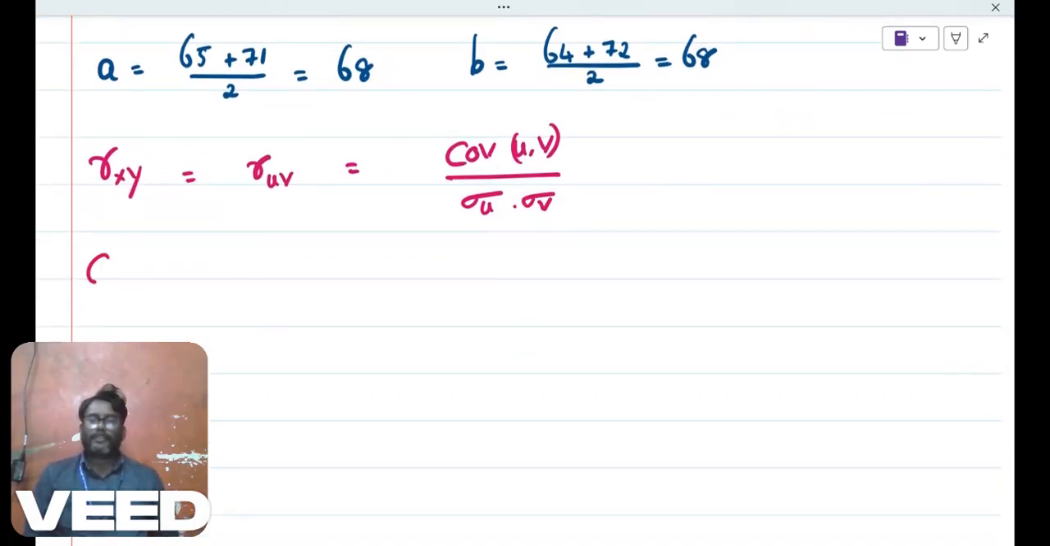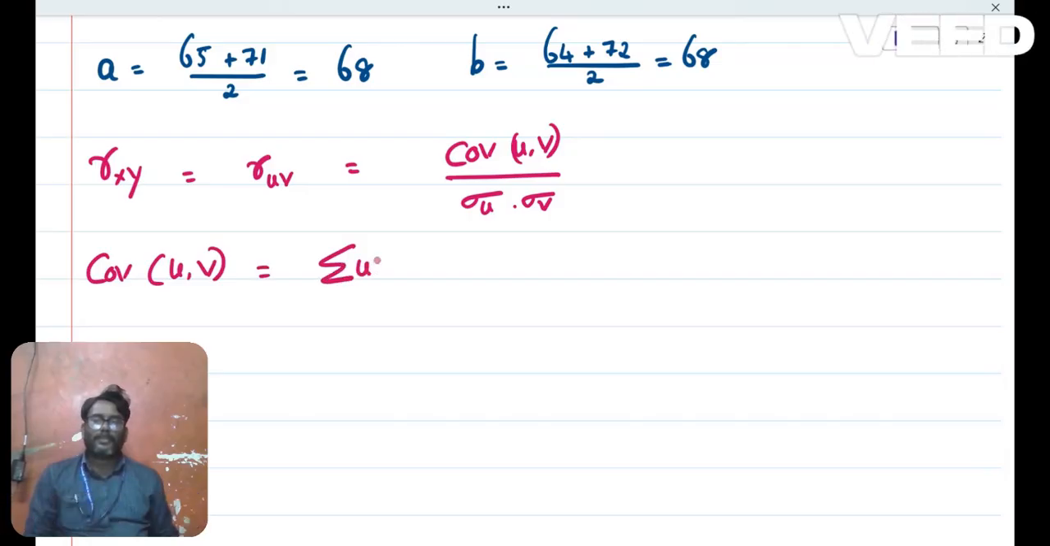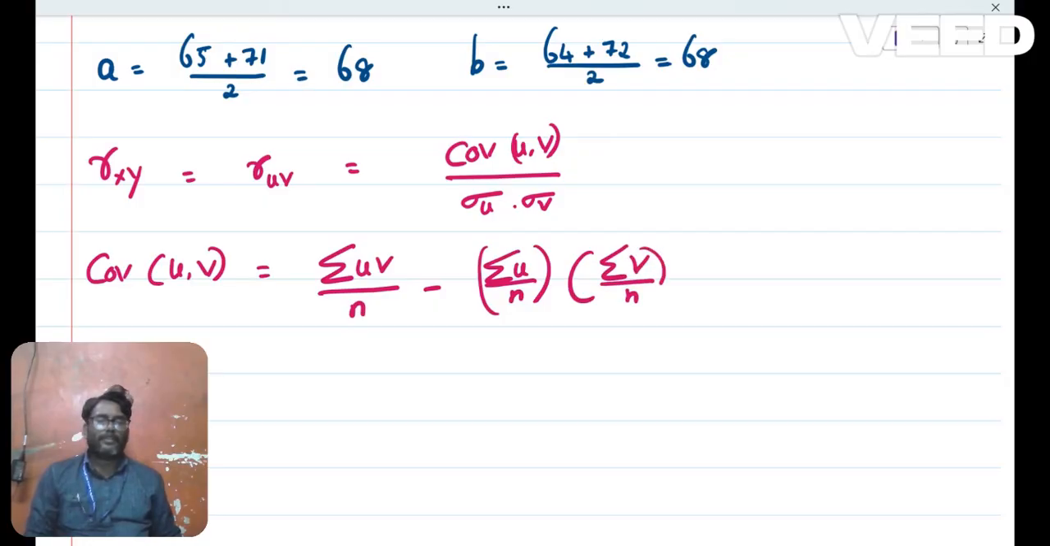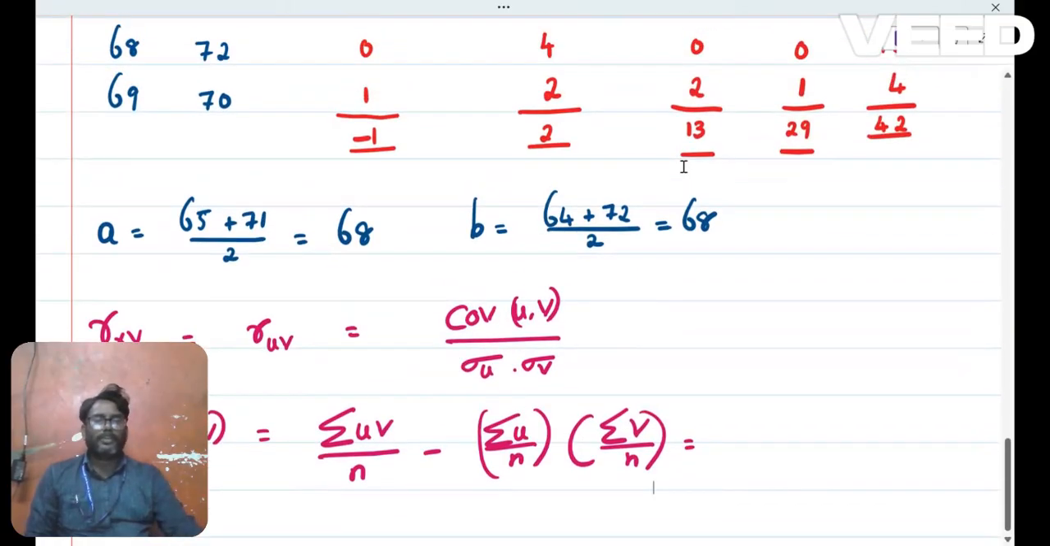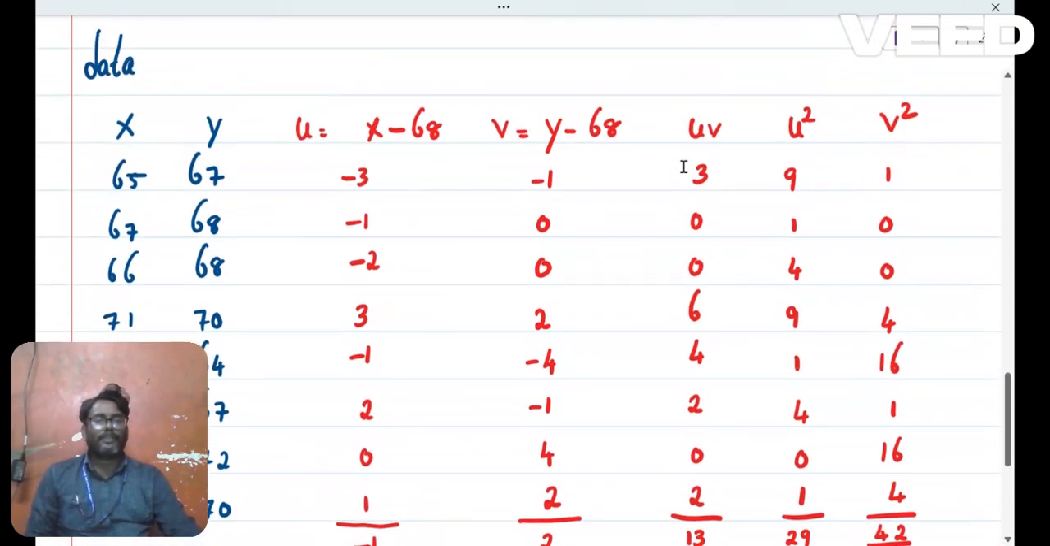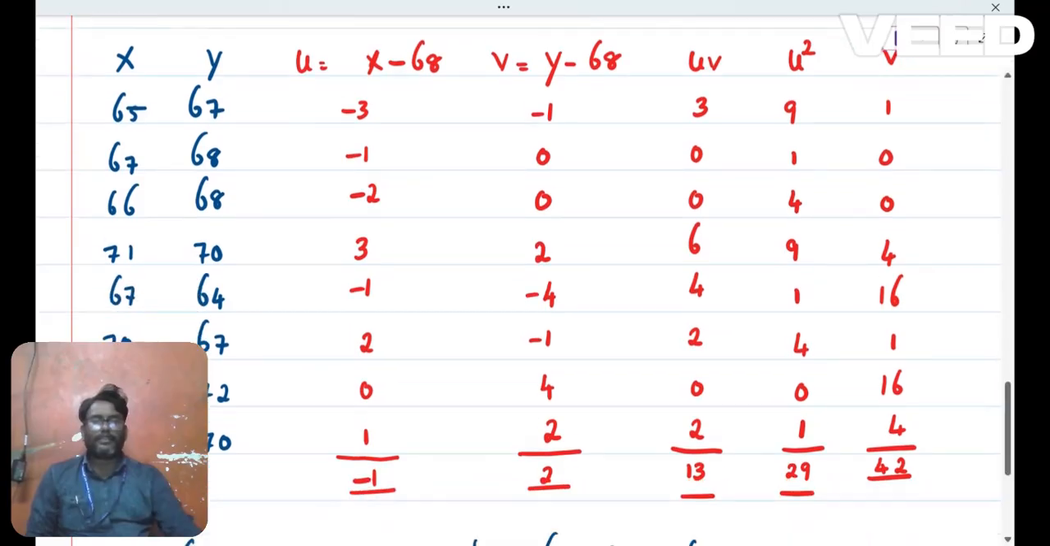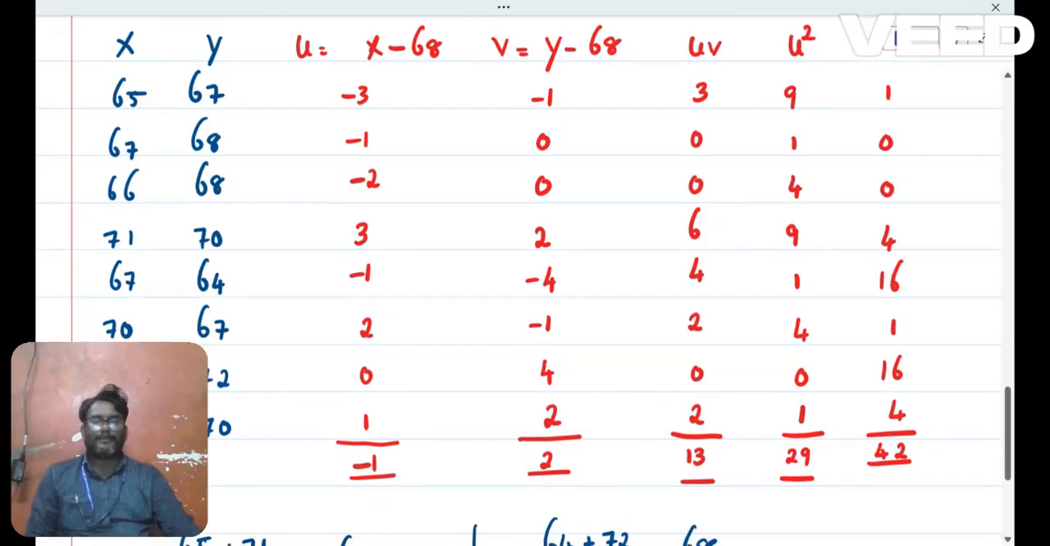So covariance of uv will be equal to sigma uv divided by n minus sigma u by n into sigma v divided by n. The value sigma uv will be 13, and the number of data is 1, 2, 3, 4, 5, 6, 7, 8. So n is equal to the number of data, which is 8. So sigma uv will be 13.